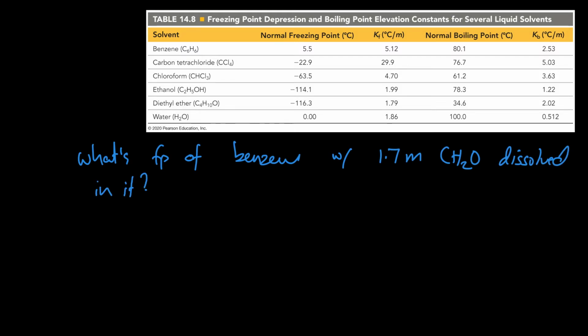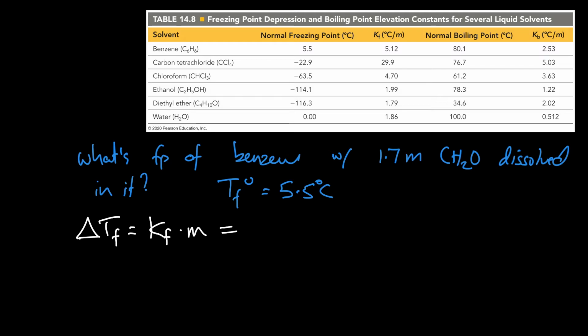Okay, so we got a solution now. So what do we have here? We've got the normal freezing point of benzene. So the normal freezing point of benzene is 5.5 degrees C. And we've got to remember the equation here. So delta TF is equal to Kf times M, or M times Kf, however you want to do it.